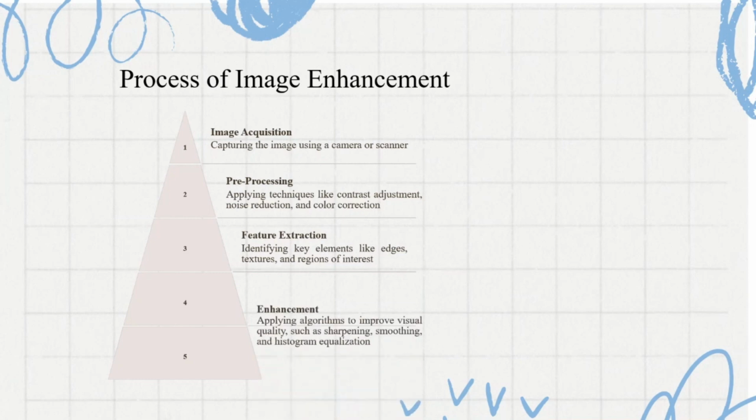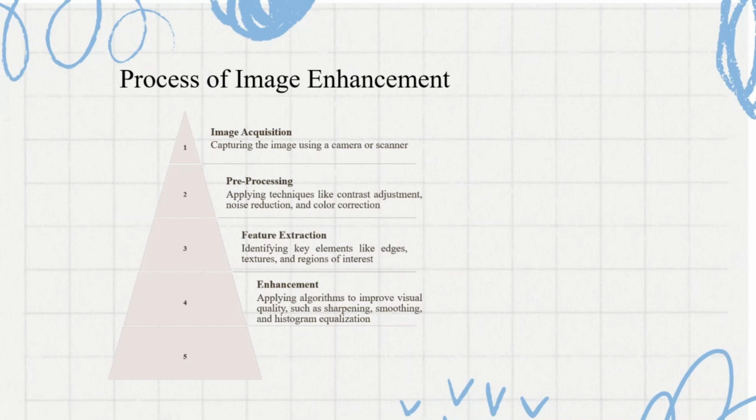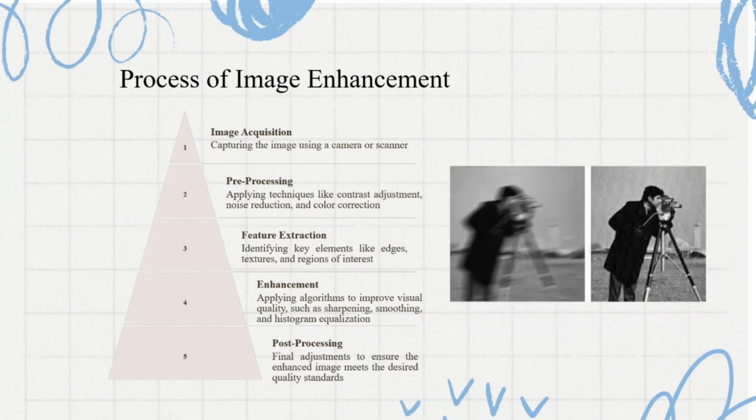Fourthly, these features are then enhanced using specialized algorithms that sharpen, smooth, or otherwise modify the image to improve its visual quality. Finally, post-processing steps are taken to ensure the enhanced image meets the desired quality standard before it is displayed. And this figure shows the process of image enhancement.